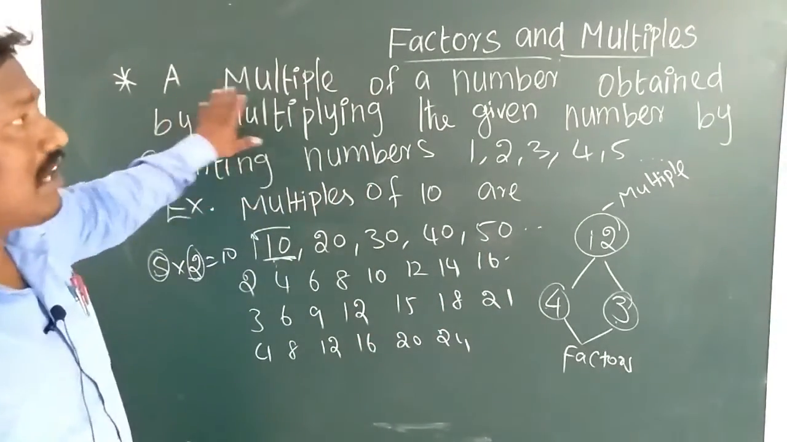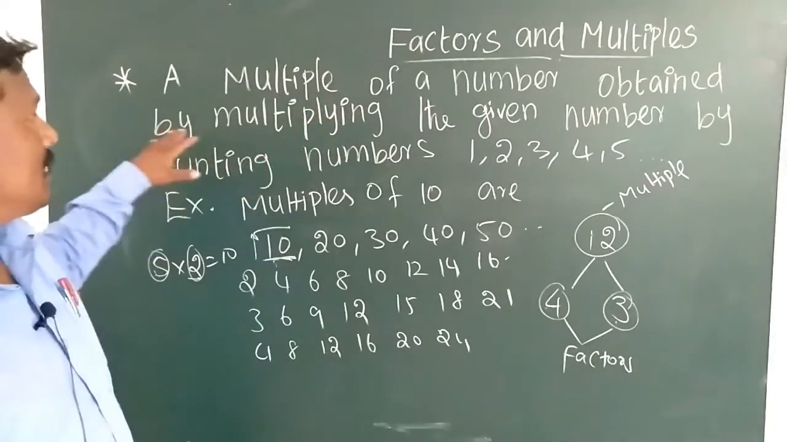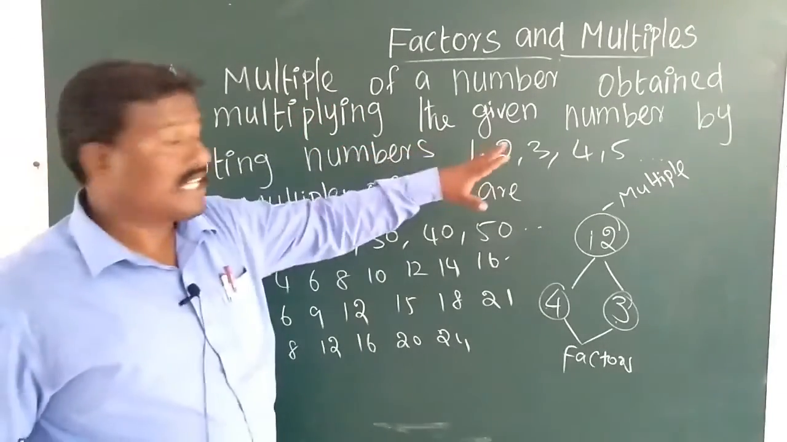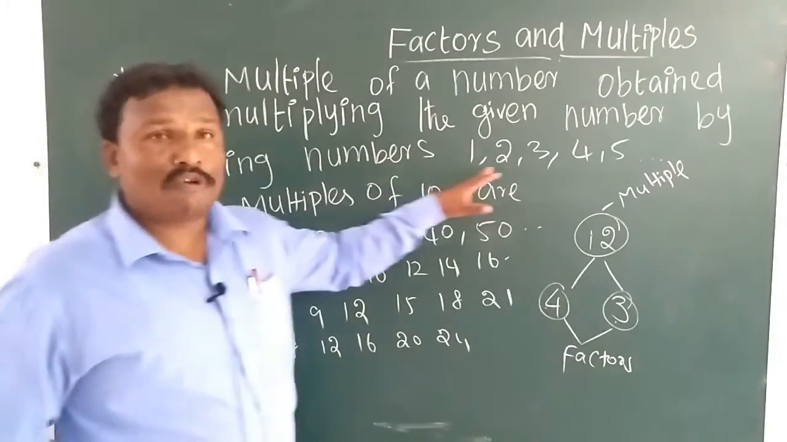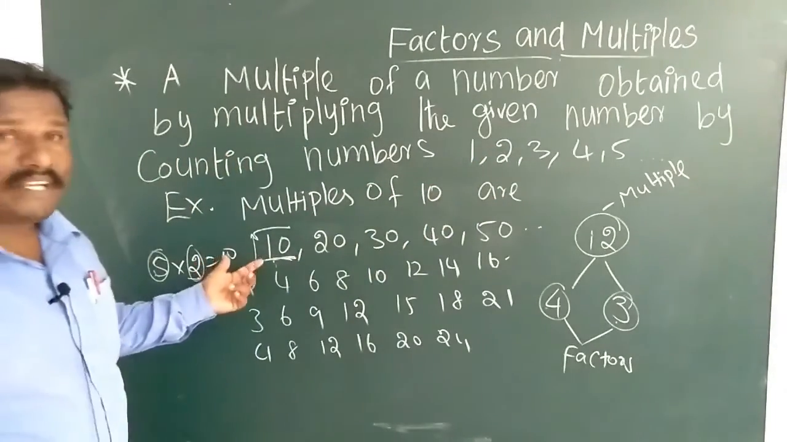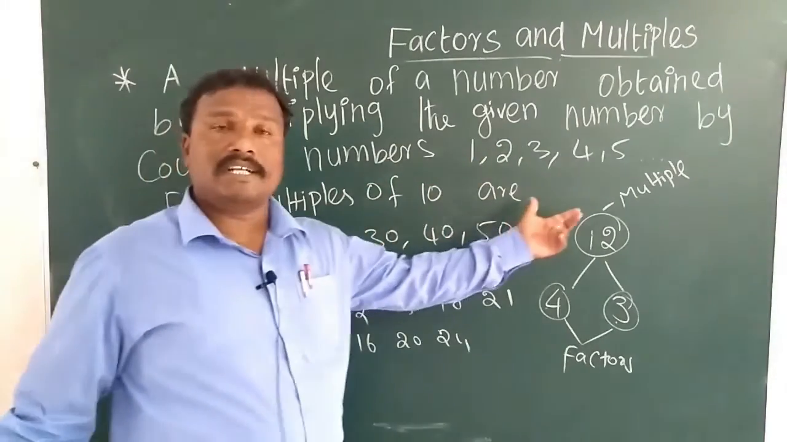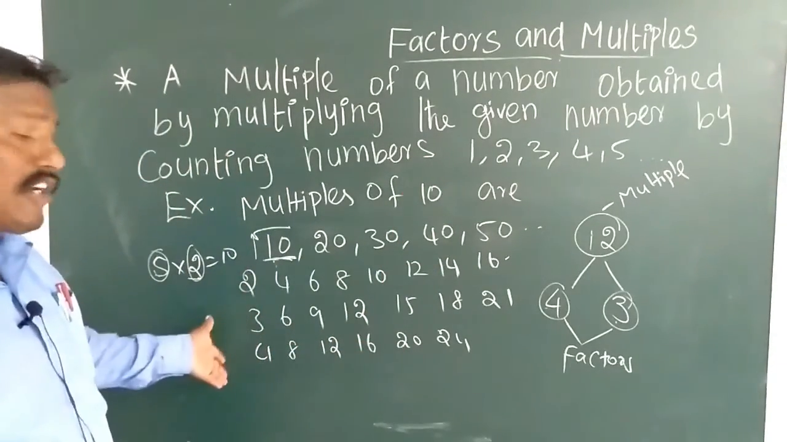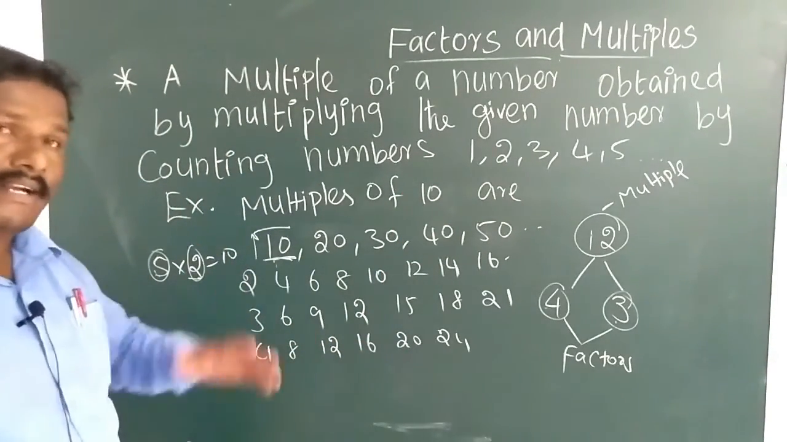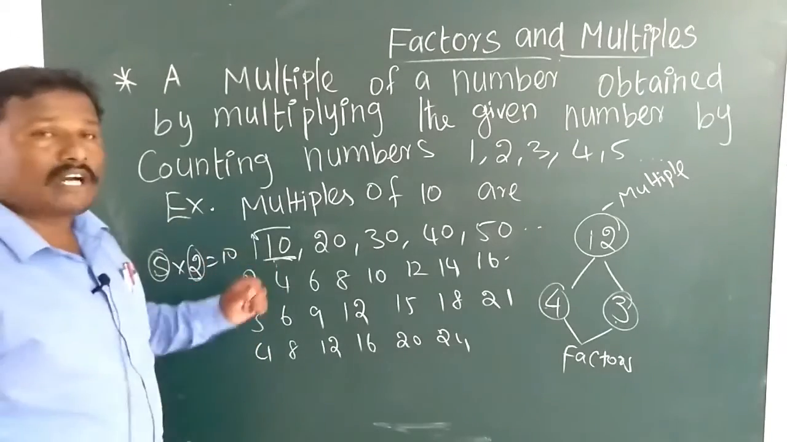A multiple of a number is obtained by multiplying the given number by counting numbers. Example: 1, 2, 3, 4, 5. So the multiples of 10 are 10, 20, 30, 40, 50 and so on. So these are the multiples of a number. We can write all the multiples of a number up to 100. So this is called a multiple.